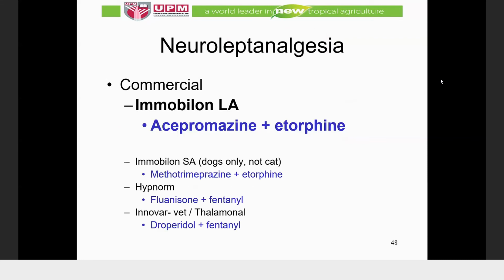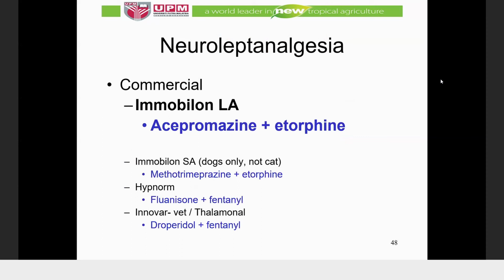Moving forward. The most common combinations: Immobilon LA, which is commercially available, contains acepromazine and etorphine, and is used in dogs only. Others are Immobilon SA, which is methotrexate and etorphine, and Hypnorm is another one. These are commercially available. Fluanisone and fentanyl, and Innovar or Thalamonal, which is droperidol plus fentanyl, are also commercially available.